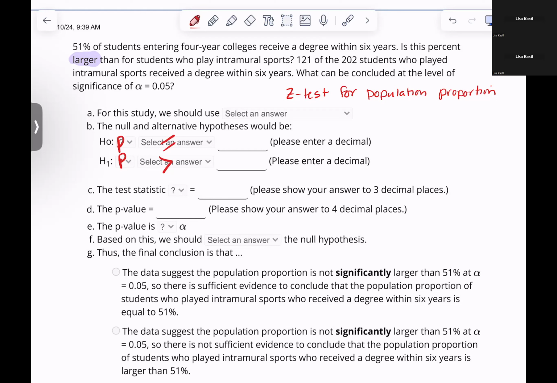Okay, so what do we put in the blank spaces? The null hypothesis is P is equal to 0.51. And you do want to write it as a decimal, not as a percentage. And it does tell me enter a decimal. So this would be 0.51 also, correct? Okay, so now I'm ready to go run the test. I'm going to run a z-test for a population proportion.